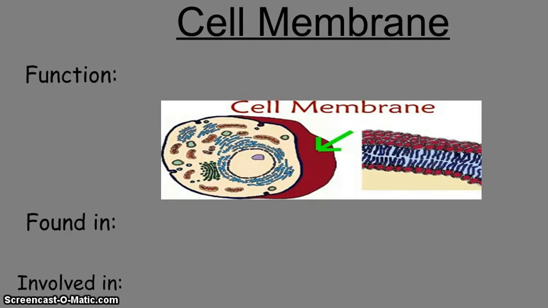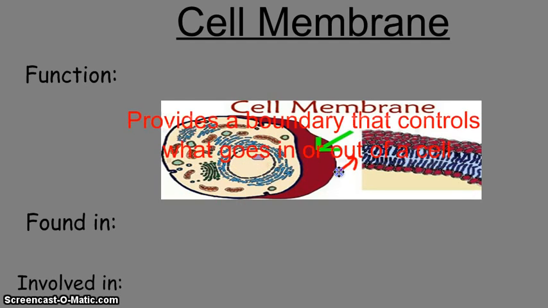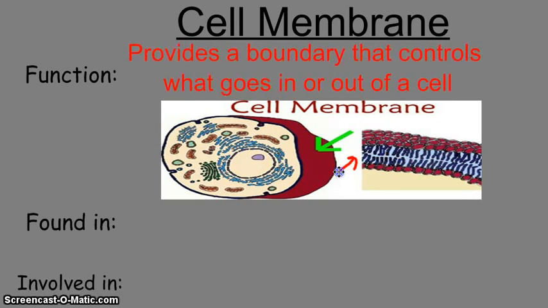The cell membrane. You can see the cell membrane in the picture of the full cell. It's the outside skin. The outside skin, when we get up really close to it, will look like a double layer. And we'll talk specifically about that when we get to cell transport. Its function is to create a boundary between the inside of the cell and the outside of the cell, and control what goes in and out of the cell.